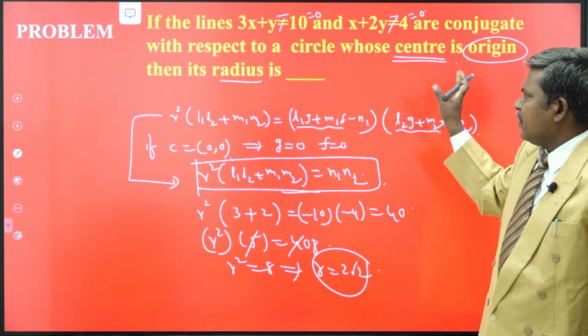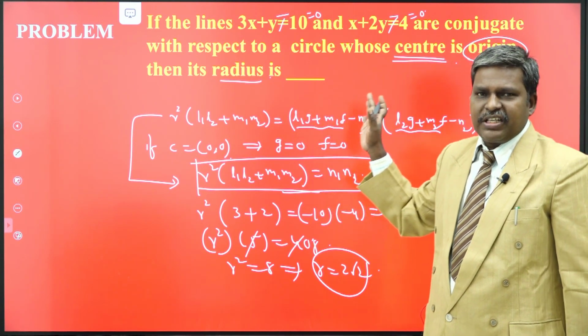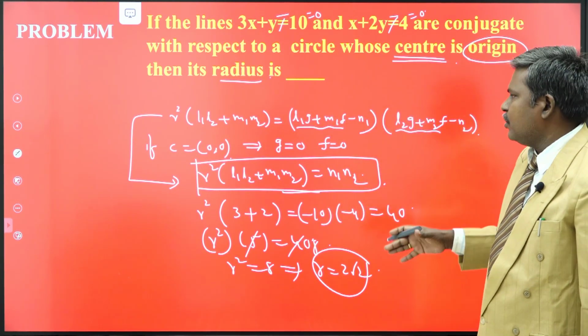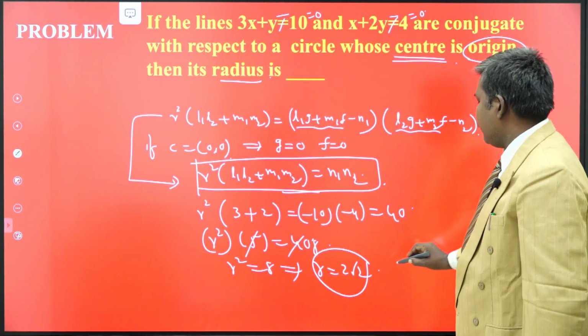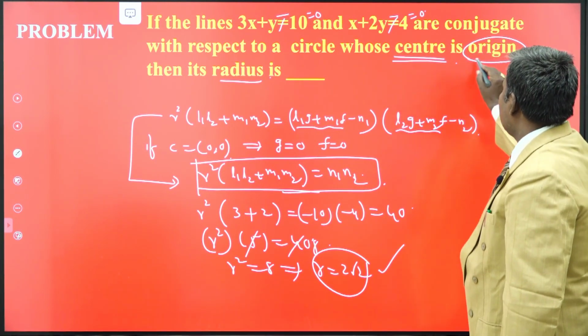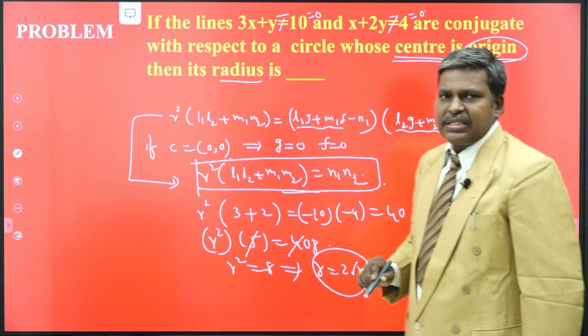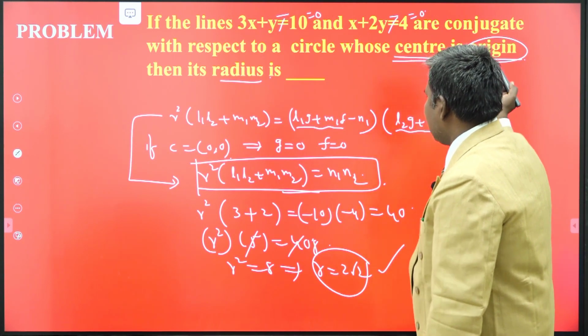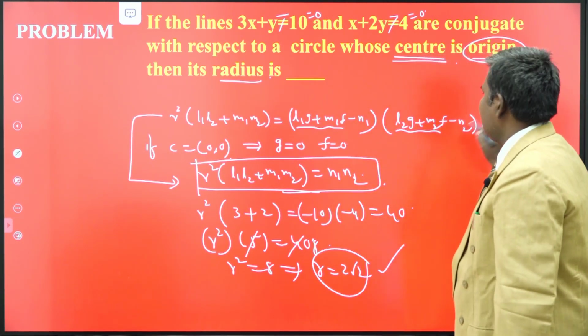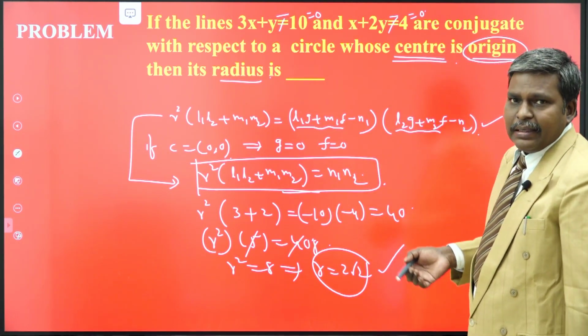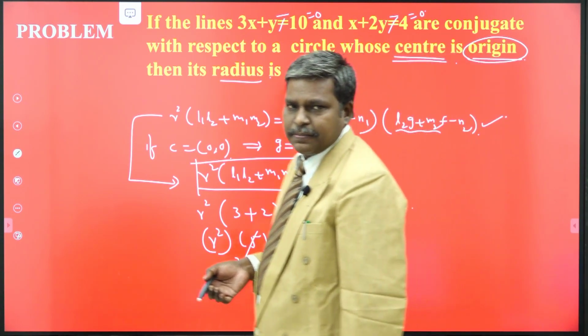So two lines are given to you. These two are conjugate with respect to the circle S equal to 0. With the help of that condition, we can achieve the value of R when the center of the circle is origin. Suppose the center of the circle is not origin, even then we can apply the formula, this one, and get the radius of the circle. Understand?